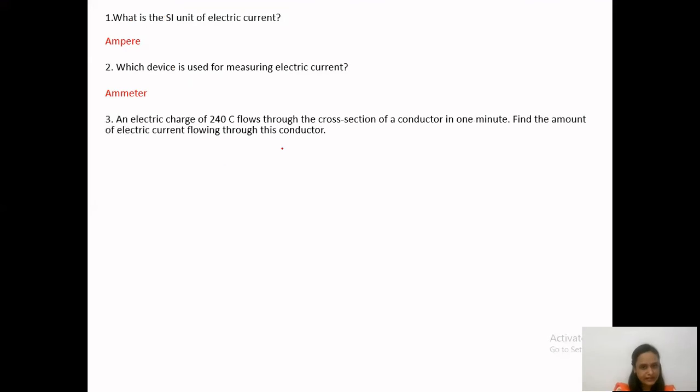Now we have one numerical based upon the electric current, so let us solve it. First we will write down the given quantity: 240 coulomb is the amount of charge. It flows through the cross section of a conductor in 1 minute. So the time is given, that is 1 minute. We will convert it into the SI unit of time, that is 1 minute is equal to 60 seconds.